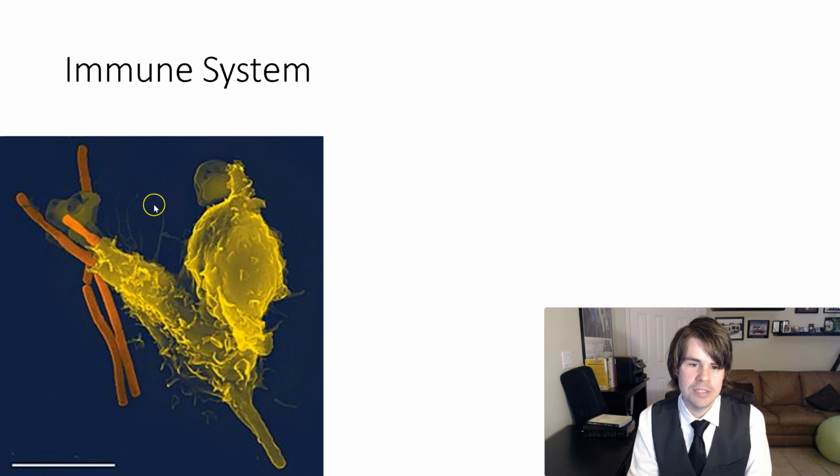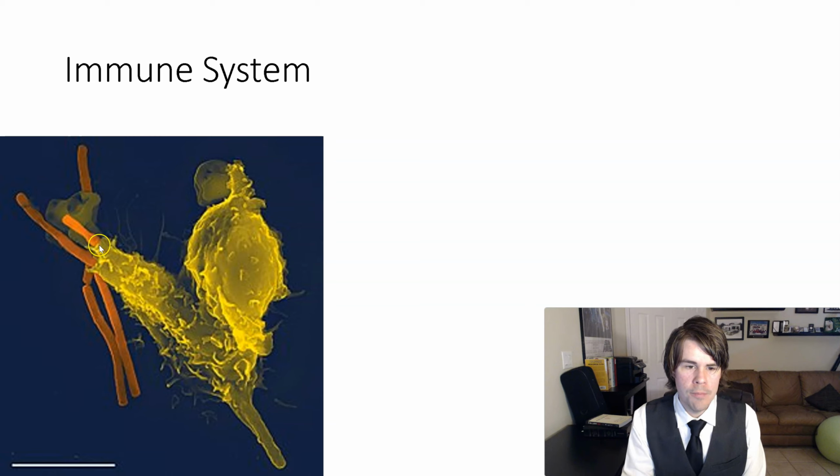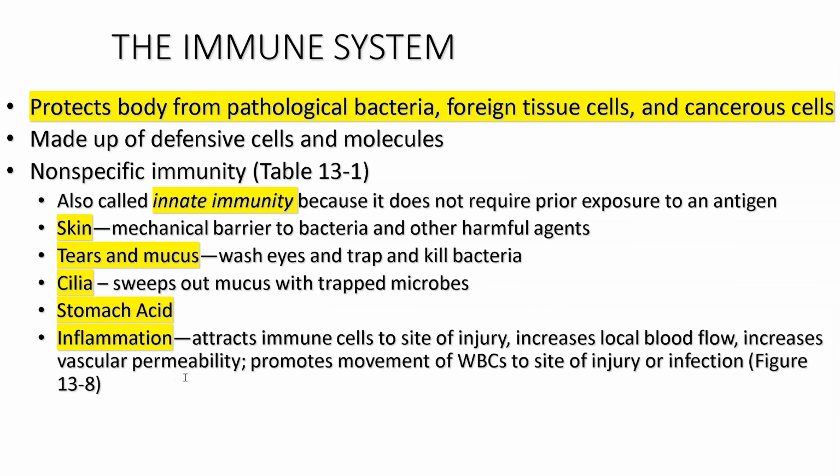So the immune system, this picture right here is actually a picture of a white blood cell attacking and engulfing a bacterium or multiple bacteria. And so the immune system protects us, protects our body from pathogens. Pathogen means beginning of suffering. Pathos means suffering. And so bacteria, foreign tissue cells, and even cancerous cells.